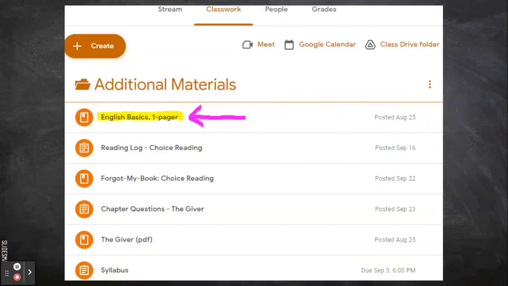Lastly, I want to finish with a reminder to check out the English Basics one-pager on our classwork page. You see where it is right here. It's located right at the top of the additional materials. It's a really helpful resource. Please look at it before the exam to study. If you want to review how to write in colors or how to read fiction texts or figurative language, it's all right there. I'd really encourage you to look at it.